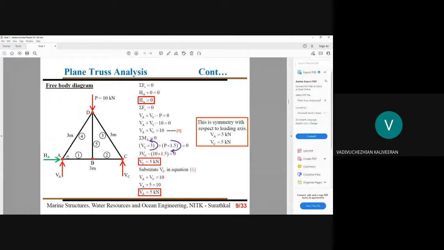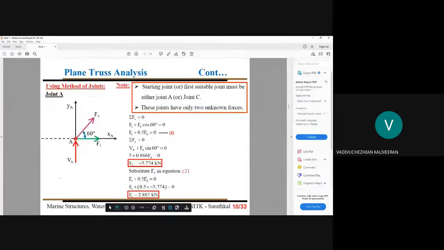Now, in addition to these 2 member forces, we also have one external support reaction, that is VA. That VA should be included. If you find any support reaction, please note, you should not simply leave it. You have to retain it. Any applied load or support reaction, you have to use.